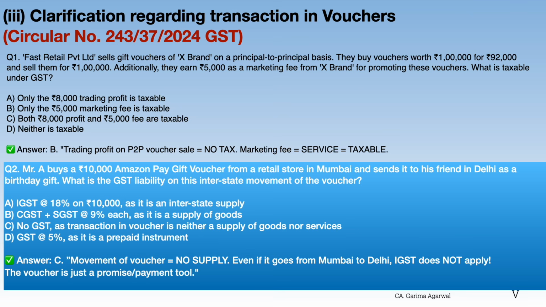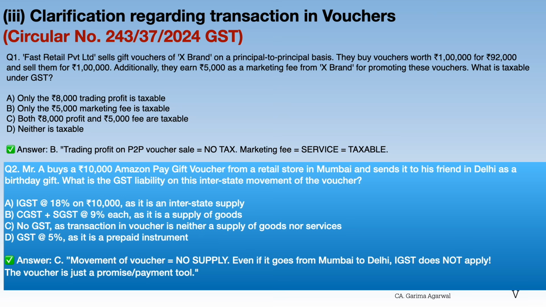First question. Fast Retail Private Limited sells gift vouchers of X brand on a principal to principal basis. They buy vouchers worth 1 lakh rupees for 92,000 and sell them for 1 lakh rupees. Additionally, they earn 5,000 rupees as a marketing fee from X brand for promoting these vouchers. What is taxable under GST?